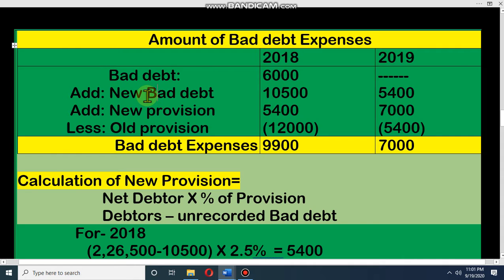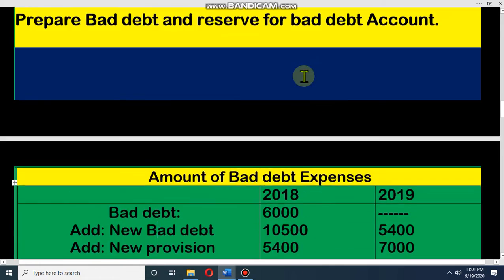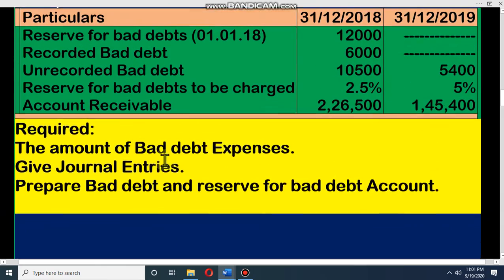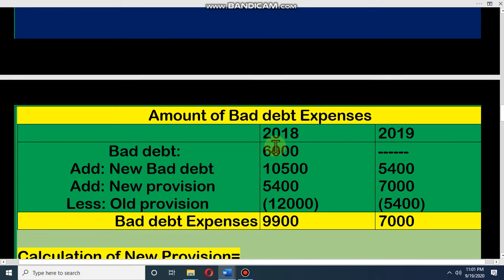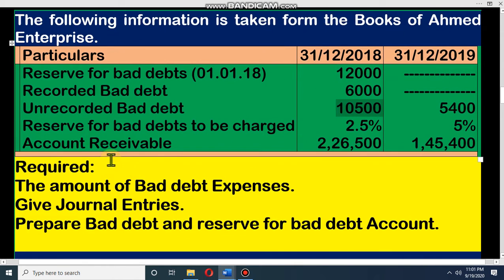Dear student, bad debt for 2018 is 6000. If you learn the formula then it is easy. Recorded bad debt, that is, old bad debt, is 6000. Then unrecorded bad debt, this is new bad debt, is 10500. Then we need to calculate the new provision. The new provision, the reserve for bad debt, is 2.5%, so we have to calculate the reserve for bad debt.